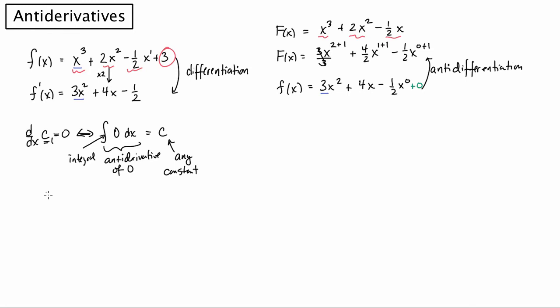So I might call this a C1 and we end up with a C2 here. We end up with a completely different constant. So the best I can say here is that the antiderivative is going to involve an arbitrary constant. So this is called the constant of integration, because the process of anti-differentiation is called integration. We'll talk more about that, like I said, in a future video. But this process is almost perfect.